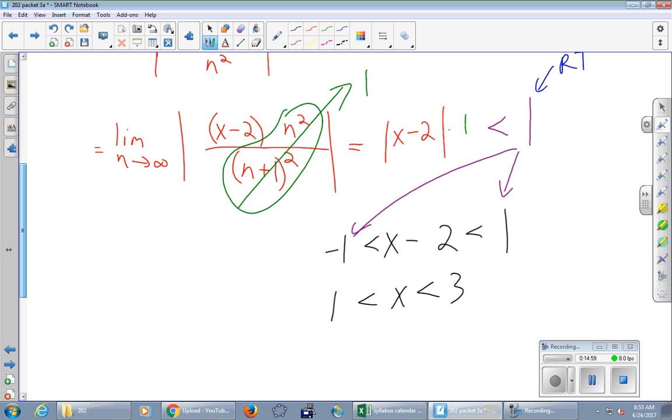Remember, the ratio test said that if your limit is less than 1, converge. If your limit is greater than 1, diverge. If your limit equals 1, you can't use the ratio test. The ratio test is inconclusive.